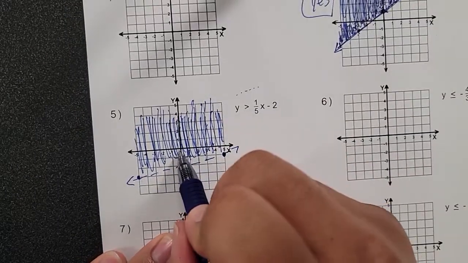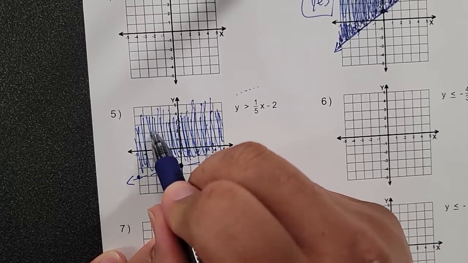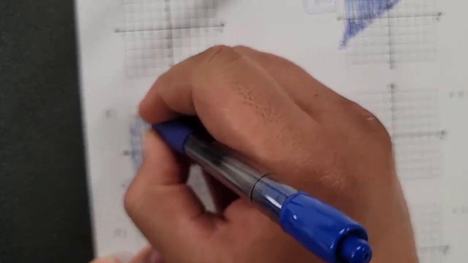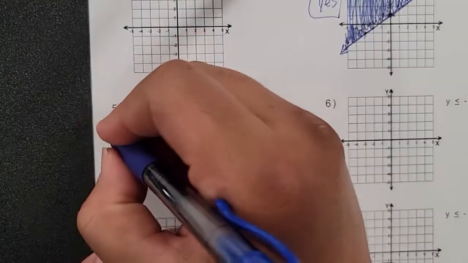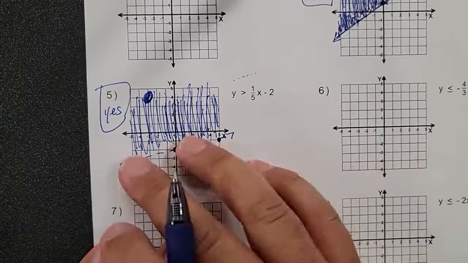So once we're done with that, starting here, 1, 2, 3, 1, 2, 3, 4, put a dot. Is that an answer? Is that a solution? It's in the shaded area. Yes. Okay.